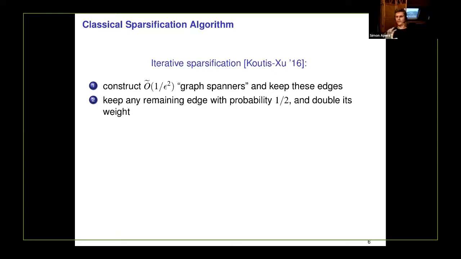So you construct a near constant number of these, and you keep these edges. Then the remaining edges in the graph, which can still be the largest share of the edges, we downsample with probability 1/2. Every individual edge, we keep with probability 1/2, and if we keep it, we double its weight. This is basically to preserve the expected value of the weights.